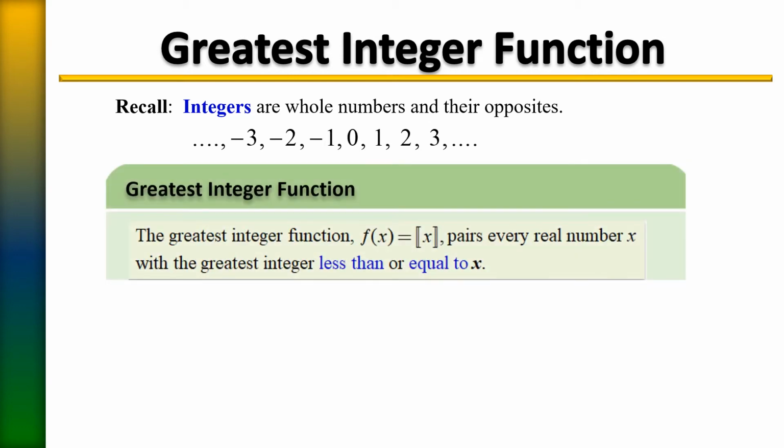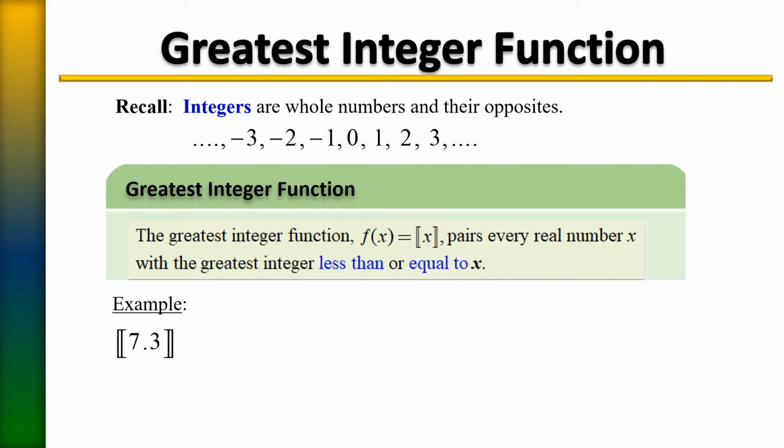Now the thing with the greatest integer function, it will pair every real number x with the greatest integer less than or equal to x. So the function f of x equals the greatest integer of x. What that means in plain English is if we were to take a number and plug it into the greatest integer function of x.